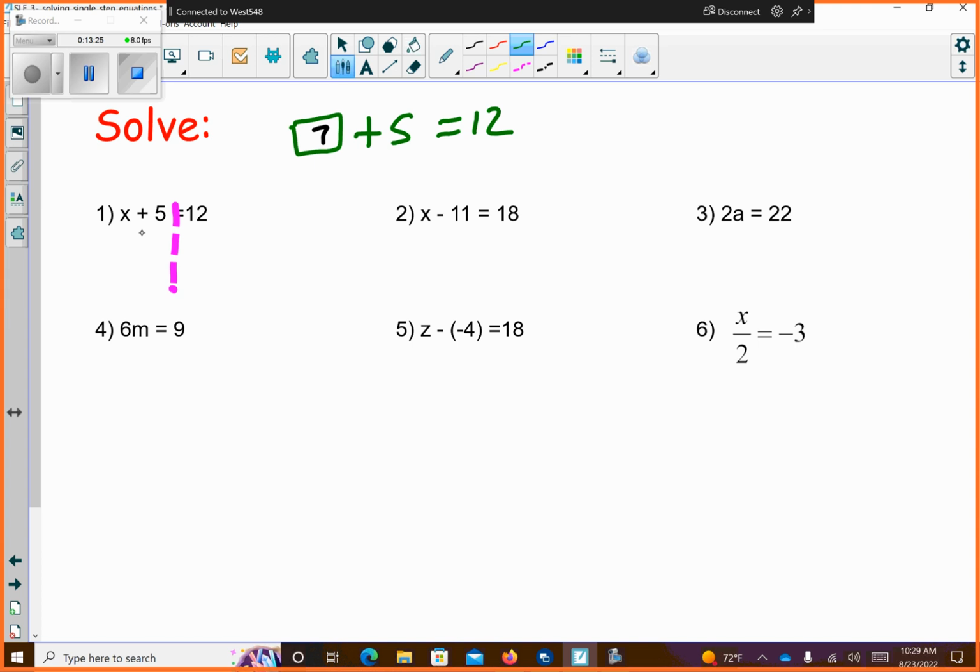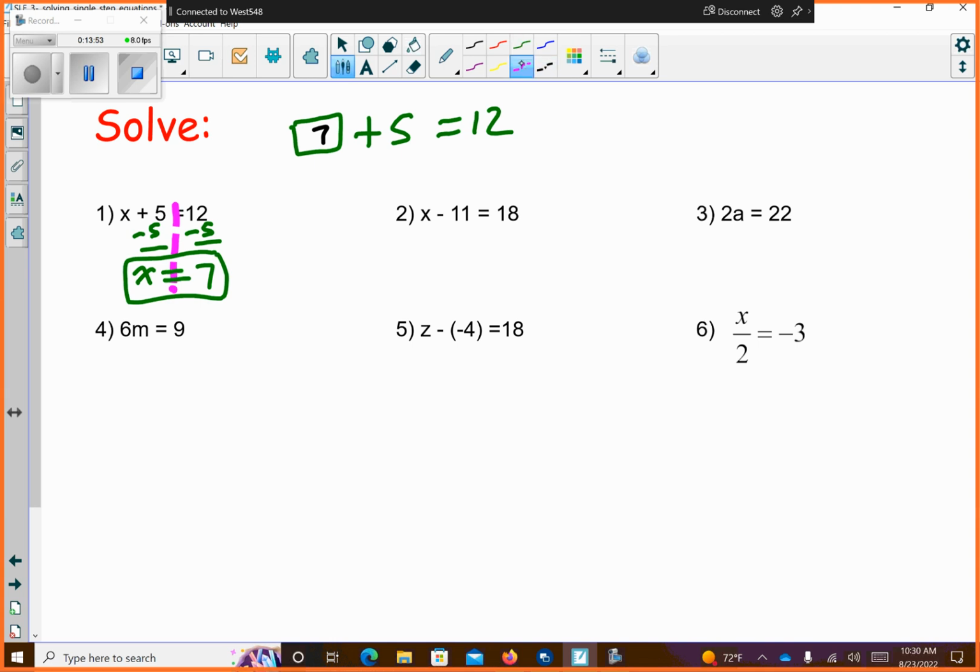Inverse operation. What's the inverse operation of addition? Subtraction. Thank you for shouting out. I like it. So I'm going to subtract 5 from both sides. That's going to tell me that x is equal to 12 minus 5, which is 7. Well, duh, you showed us up above what the answer was. I know.